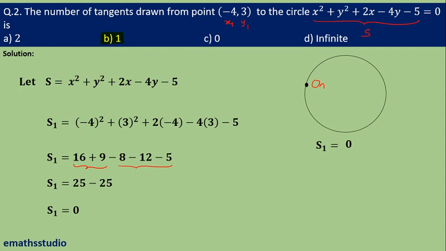If you know the position of the point with respect to the circle, then the number of tangents is one if the point is on the circle. If the point is outside the circle, two tangents. If the point is inside the circle, no tangent. So it is very simple. The only thing is you must know the theory, the concept.